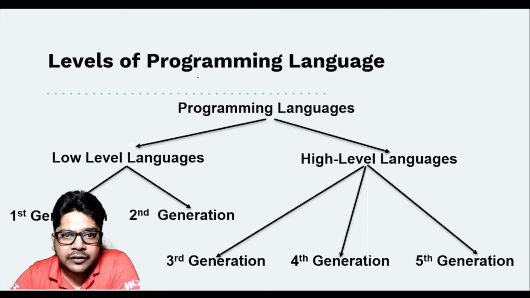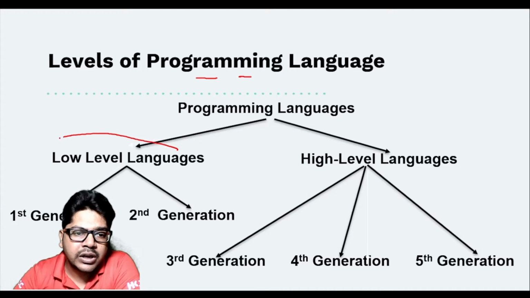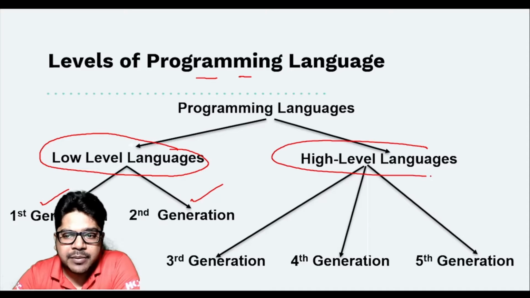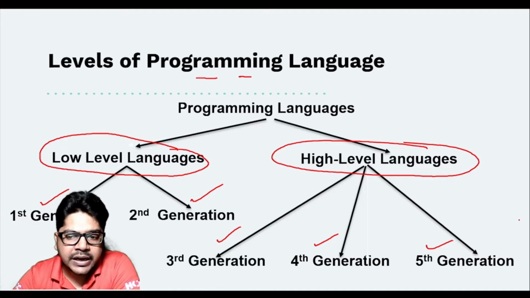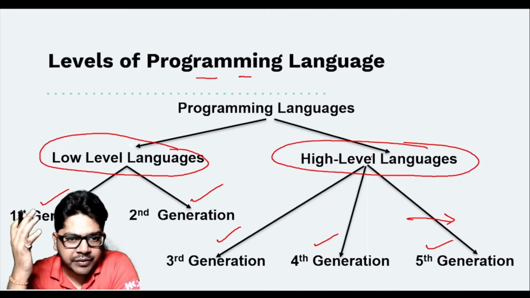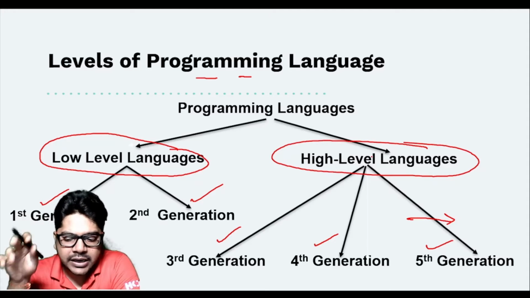There are different levels of programming languages. When programming languages came into existence, they were first called low level programming languages, and there were two generations of them: the first generation and the second generation. Then high level programming languages came into existence, and the third, fourth, and fifth generations are part of that, and all the others which are coming are automatically part of the high level languages. So programming languages are basically divided into two parts: low level language and high level language.